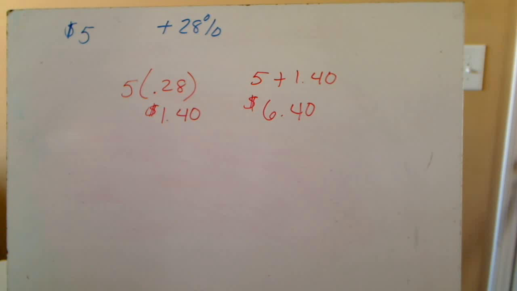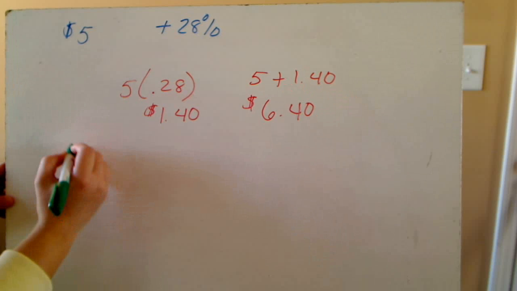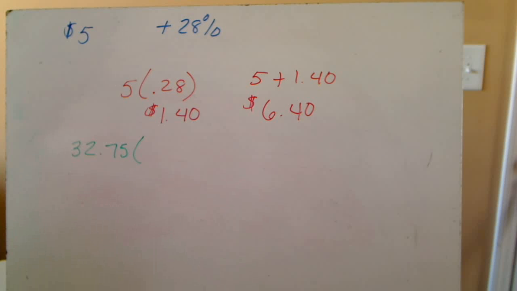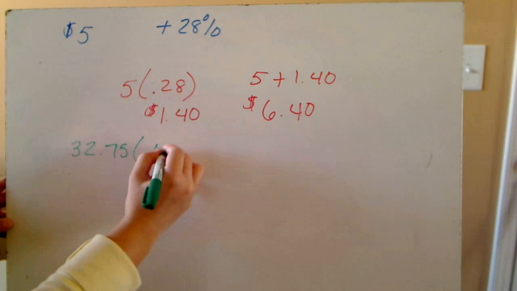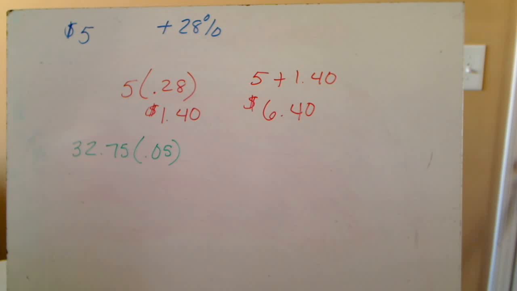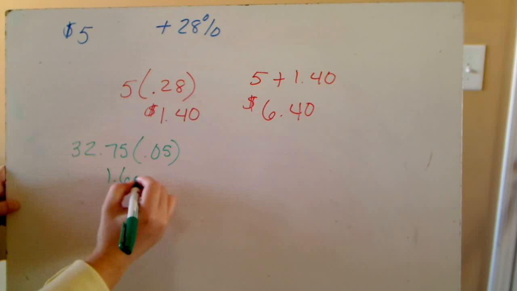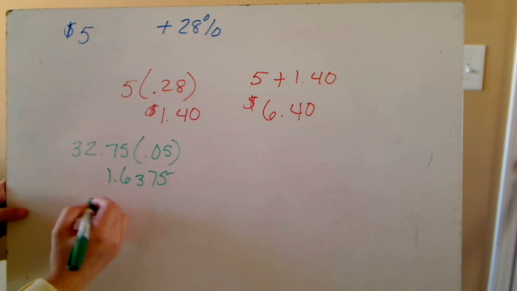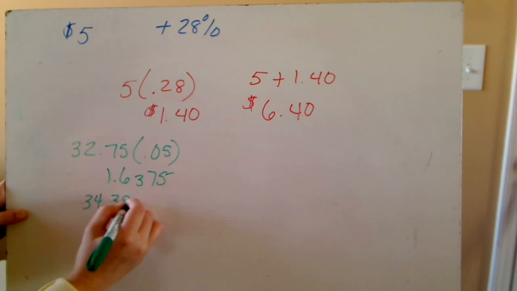We're going to do the same process that we did before. So we're going to take the $32.75 and multiply it by the 5% decimal, which is 0.05. When you do that, you get kind of a long decimal, 1.6375. So as we already know, tax is something where you have to add it back. So we're going to add that back to the original. And when you do that, you get 34.39.